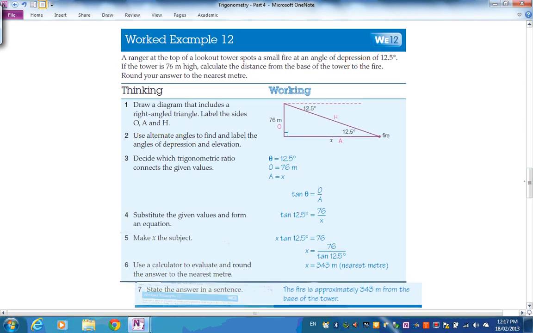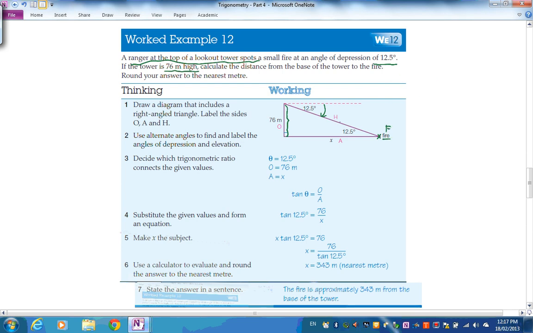And this one is a ranger at the top of a lookout tower. Now, this is an important idea. Spots a small fire at an angle of depression of 12.5. He knows the tower is 76 metres high. Can he work out how far away the fire is? Okay, so he's up the top of a tower, so let's draw the tower, 76 metres. Now he's looking down, so that's 12.5, to the ground over here at the fire, F for fire maybe.